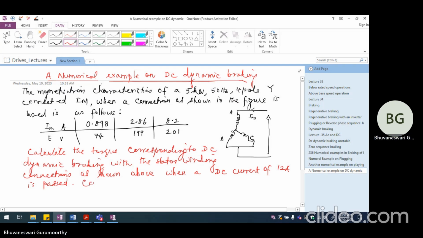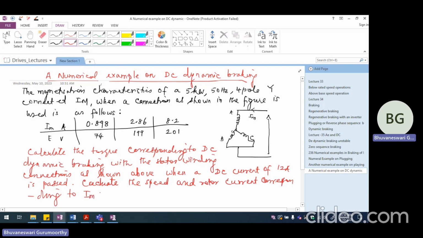Calculate the speed and rotor current corresponding to IM equal to 8.2 ampere. So what is being asked is corresponding to the last particular operating point.